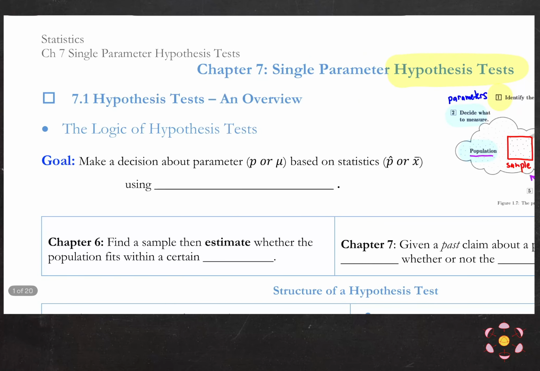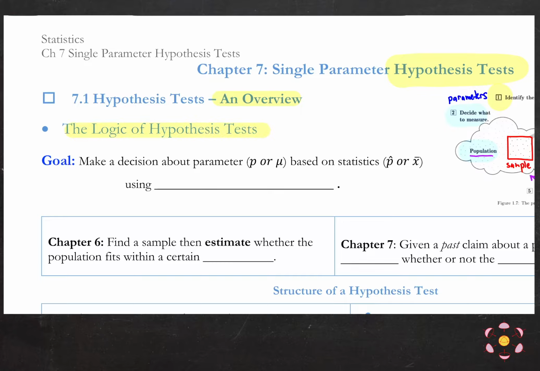Going back to this new chapter, we've got hypothesis tests. In this first section, we will go over an overview where we talk about all of the big key terms that we need to use in the future. So let's start off with the logic of hypothesis tests.